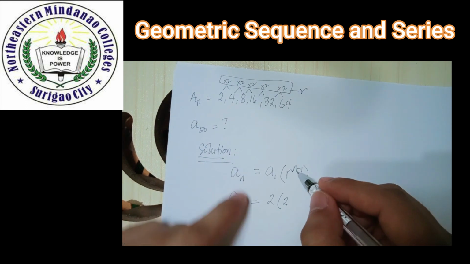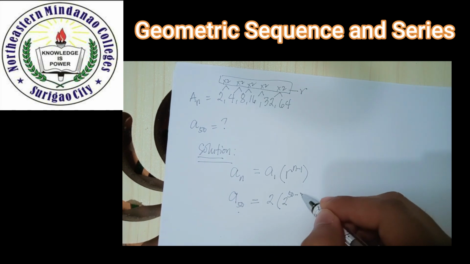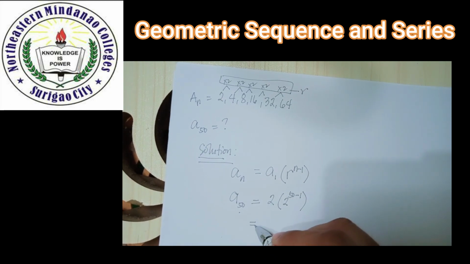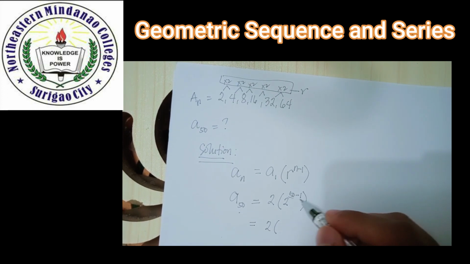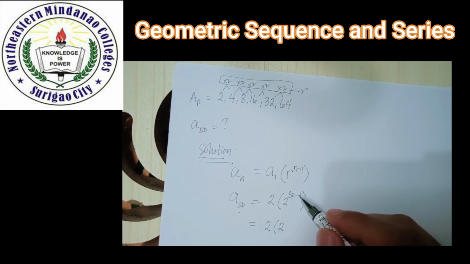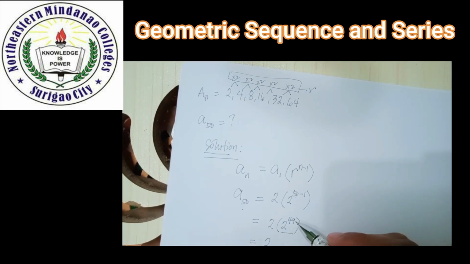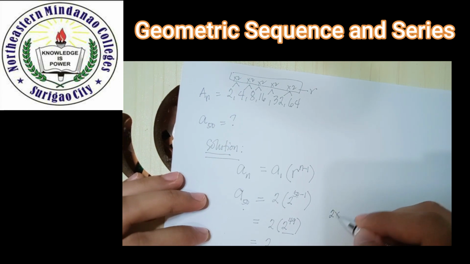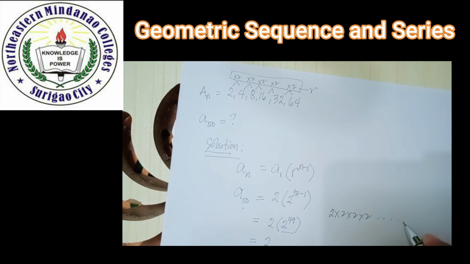Our n is 50, right? 50 minus 1. So, simplify. We have 2 times 2, and we simplify the exponent first: 50 minus 1 is 49. So this equals 2 raised to the power of 49. That means multiplying 2 by itself 49 times.